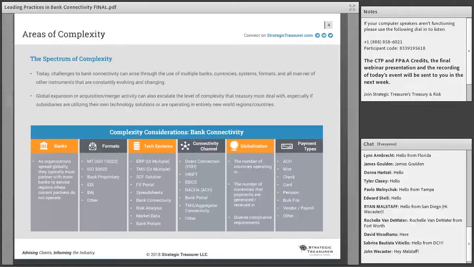Then we look at how many systems you have. You acquire other firms, they'll have multiple accounting or ERP systems. You might have multiple treasury management systems even. There might be portals that you connect to, different ways of getting data into an underlying system for reconciliation, for trading, for getting market data or rates. All of these require some connectivity that may resolve itself in connecting with the bank side. Then we look at the connectivity channel or the method of connecting.